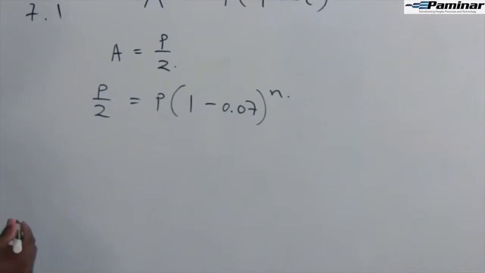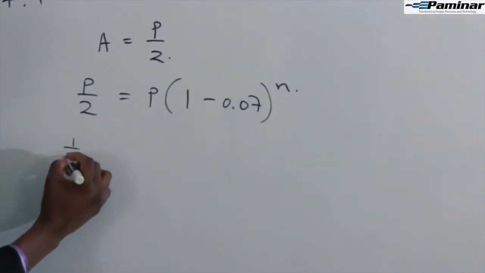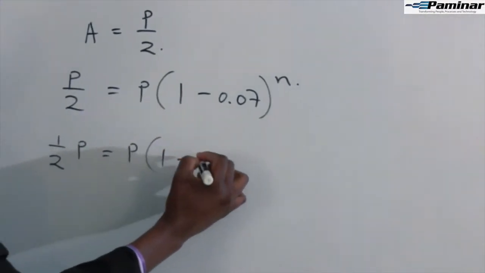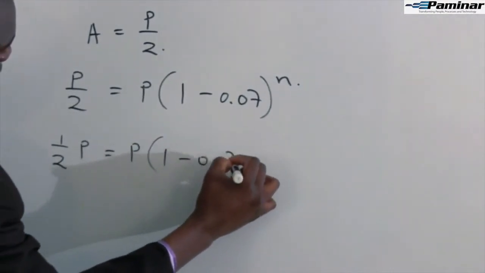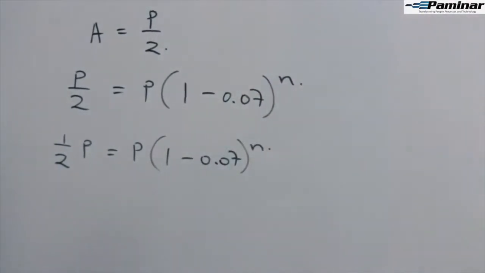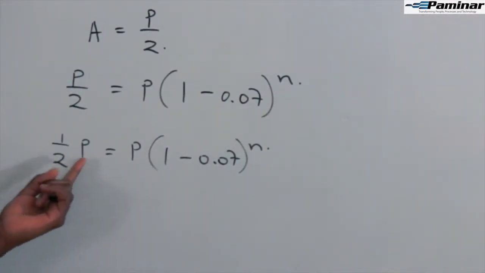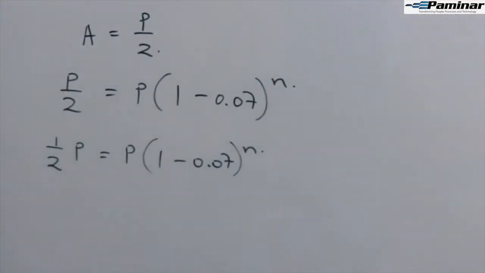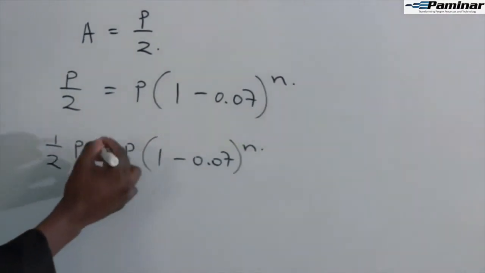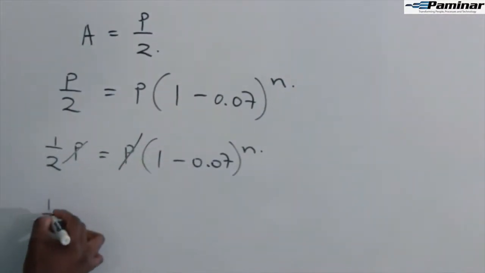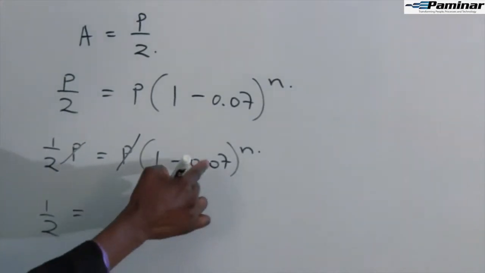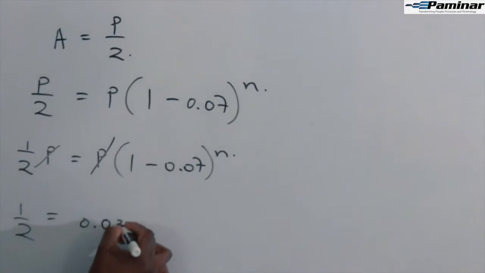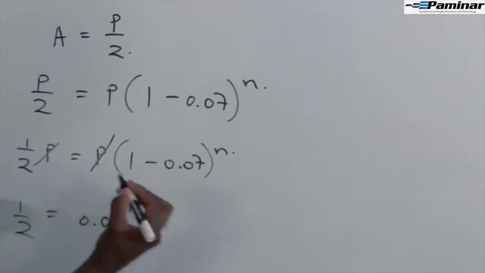Now let's work it from here. Half P is called P(1 minus 0.07) to the power n. Now these P's cancel each other, because there is a P on one side and another on the other side. So these P's go. Now we remain with half equals 0.93 to the power n.